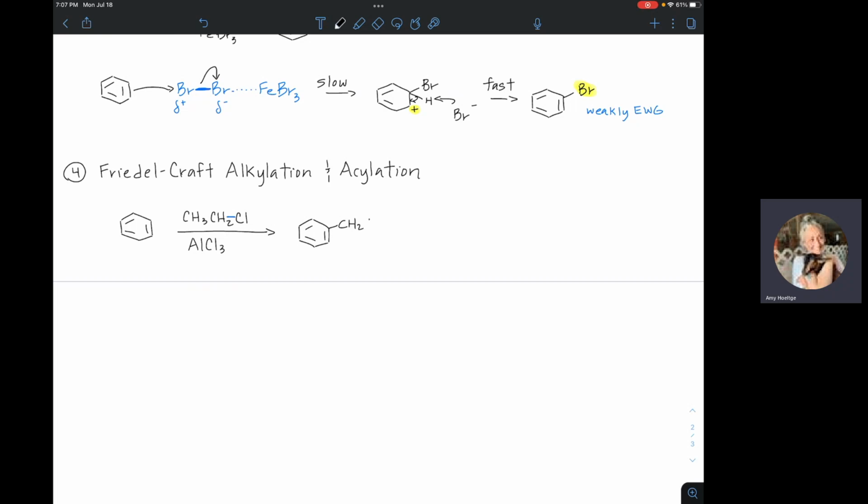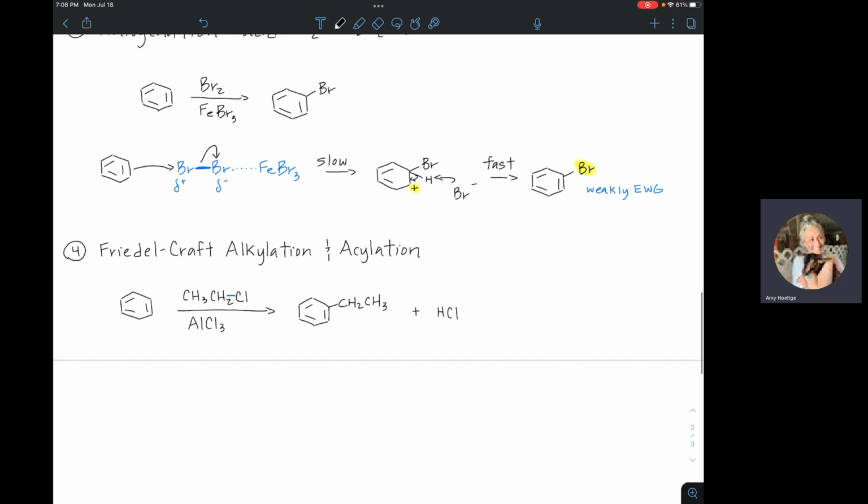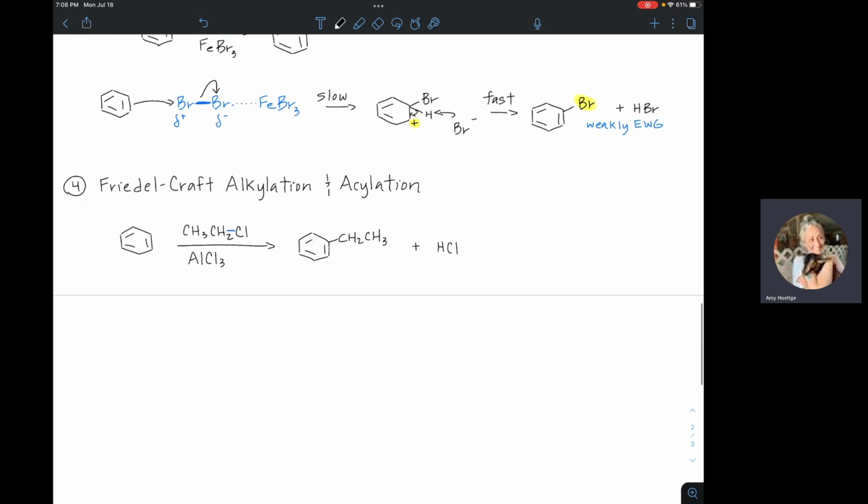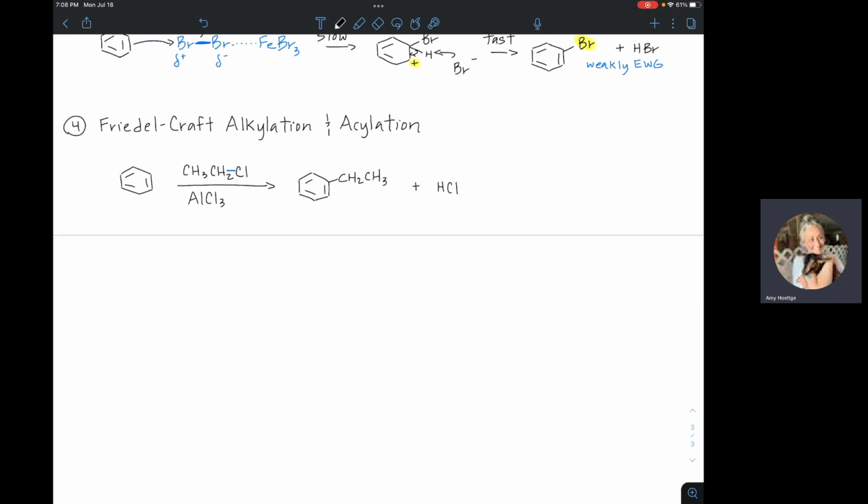So there's that carbon. So we have our ethyl group now, right? And the chloride will remove the hydrogen to re-aromatize the ring. So same thing up here, we'll have plus HBr. We don't often write the inorganic products, but it's there. So that's going to be an alkylation. We're adding an alkyl group.